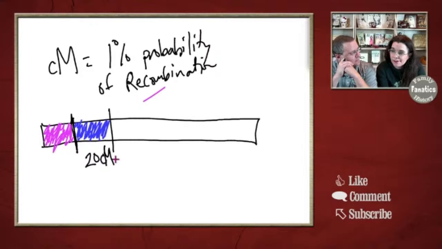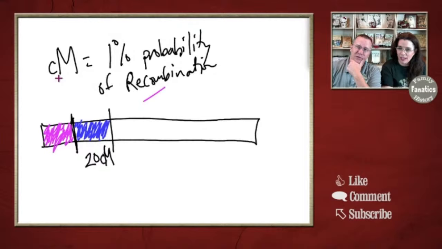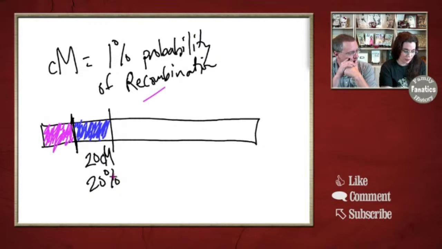I don't know. Well, let's look back up at centimorgans. A centimorgan is a 1% probability of recombination. So 20%? That would be 20%. Okay, I didn't know how to read that. Yep, awesome. Are those STRs? No, we're talking SNPs that make up segments here.